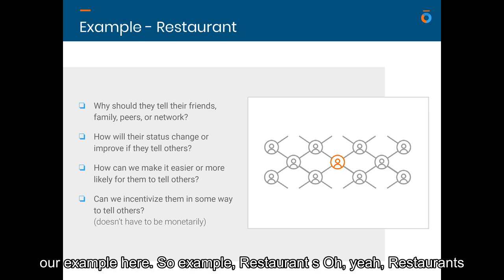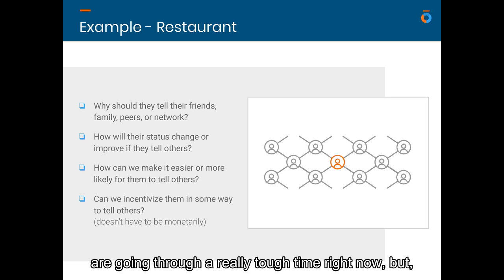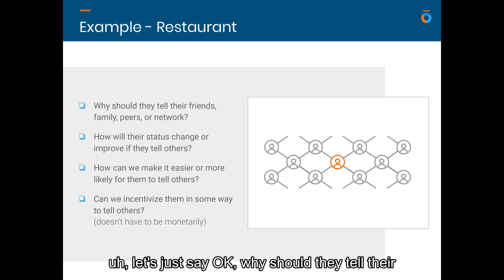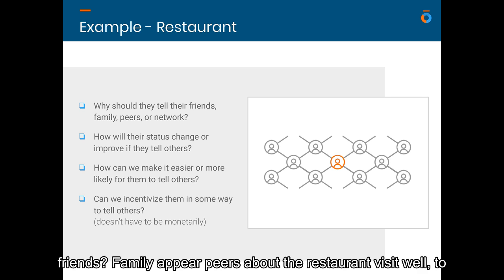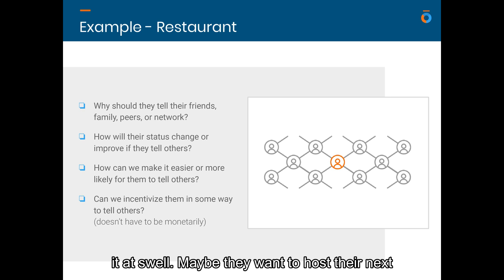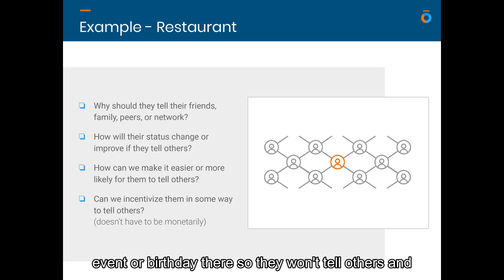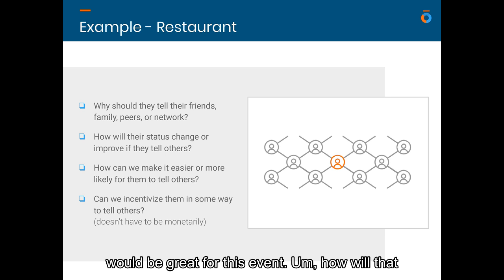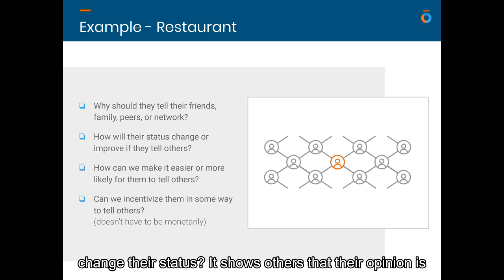So example, restaurant. Restaurants are going through a really tough time right now. But let's just say, okay, why should they tell their friends, family, or peers about the restaurant visit? Well, to share how great the experience was, so others can experience it as well. Maybe they want to host their next event or birthday there, so they want to tell others and get them on board. Like, hey, I went to this place, it's really amazing, and this would be great for this event. How will that change their status?